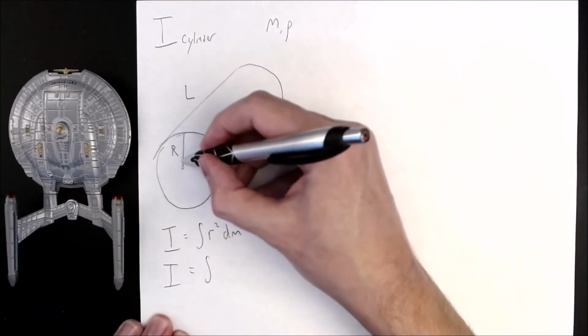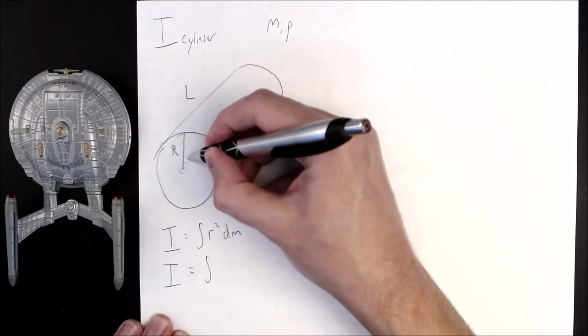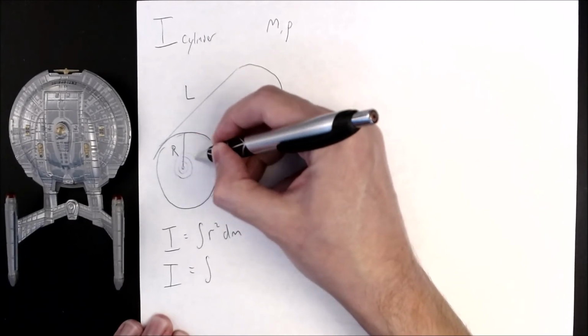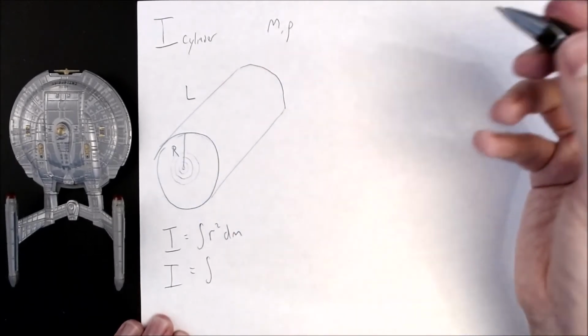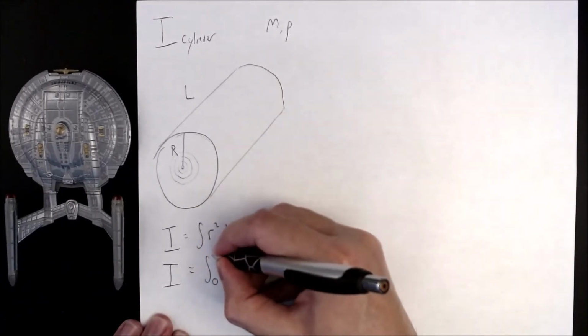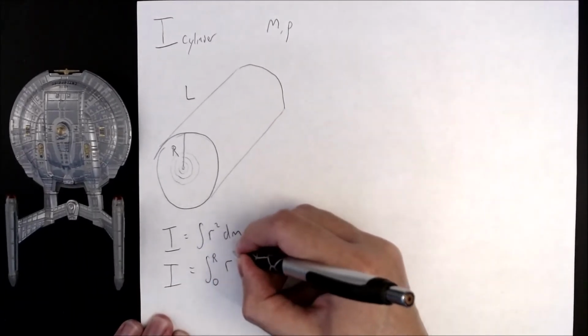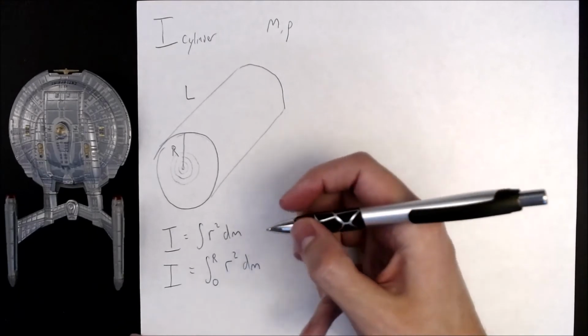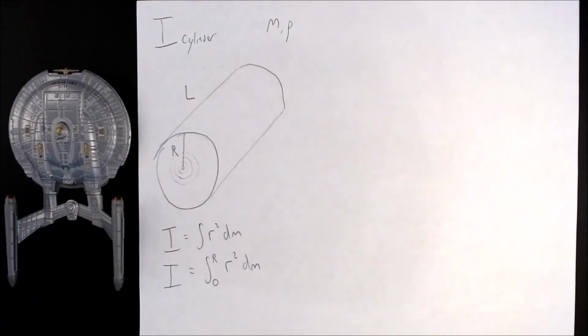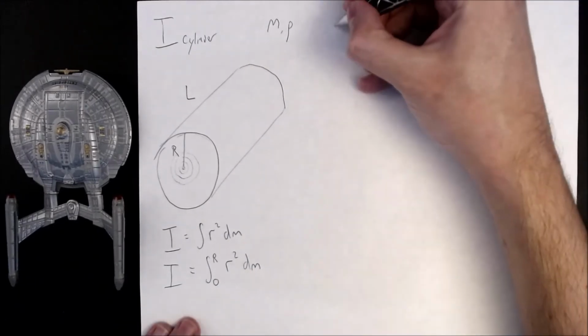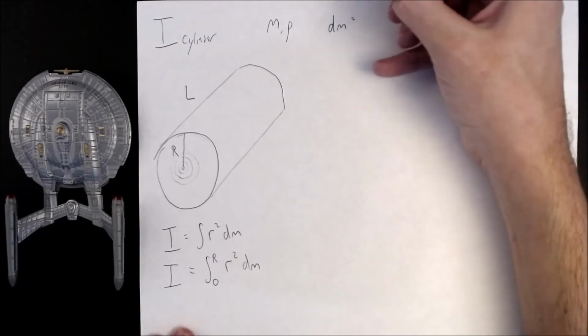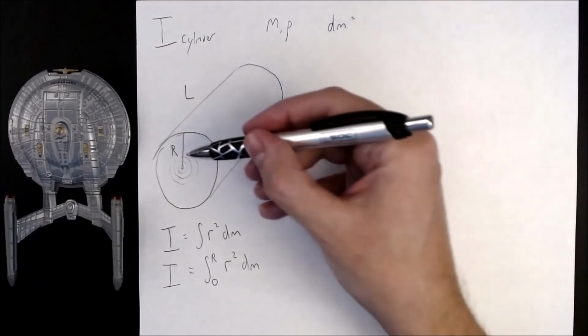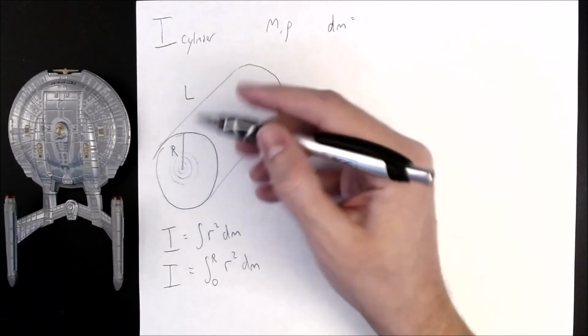If we integrate this over a series of concentric shells, maybe that is how we can start on this. So 0 to r, r squared dm. Let's try to figure out what dm could be.